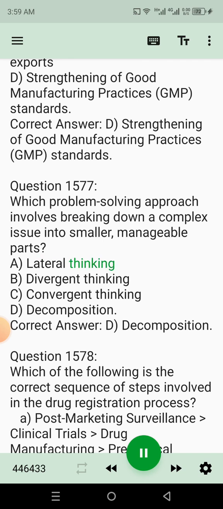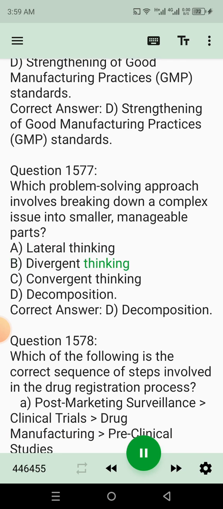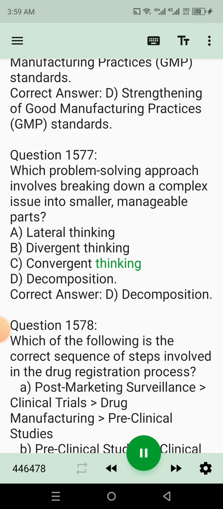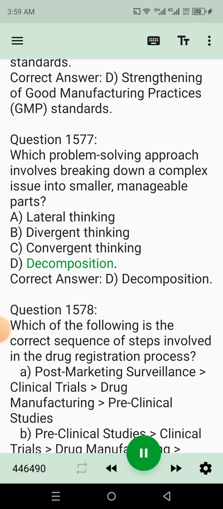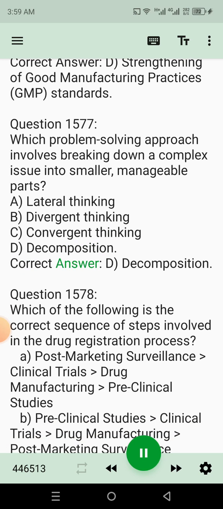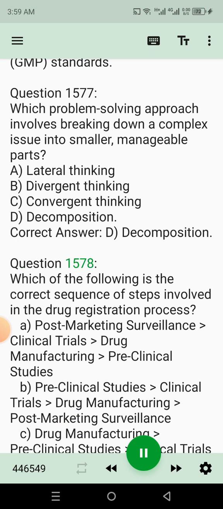A. Lateral thinking. B. Divergent thinking. C. Convergent thinking. D. Decomposition. Correct answer: D. Decomposition.